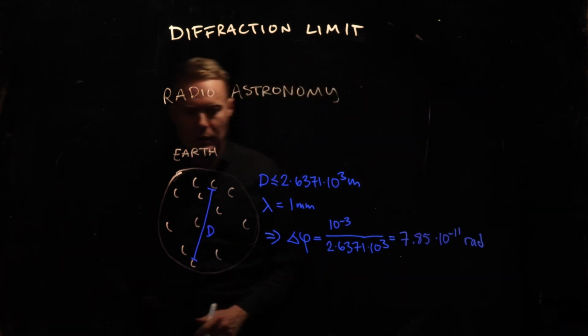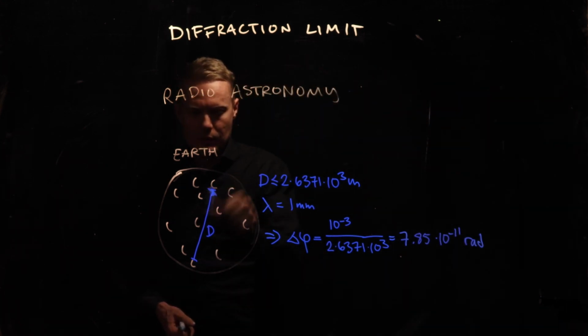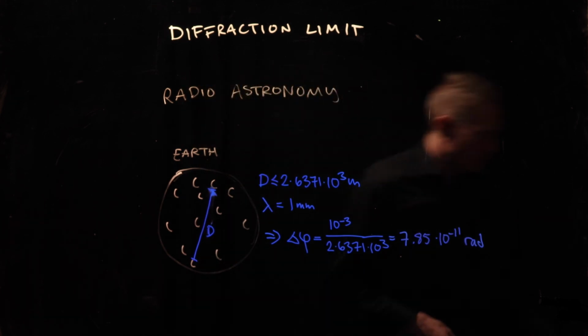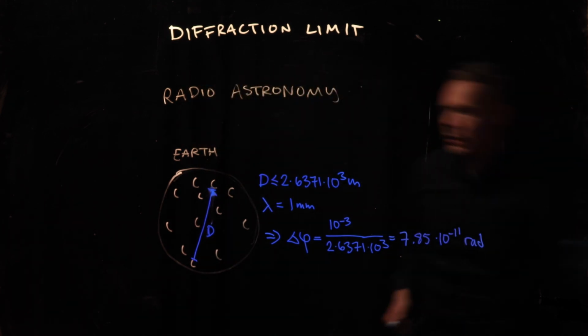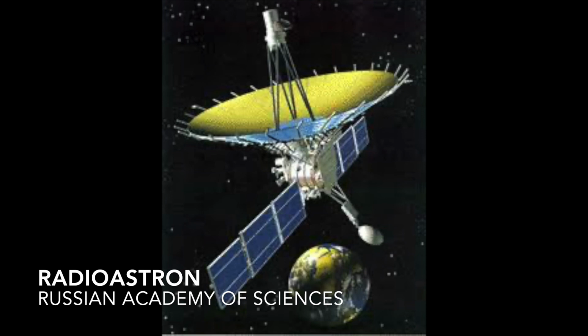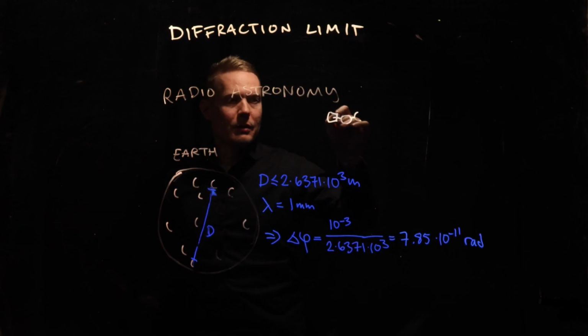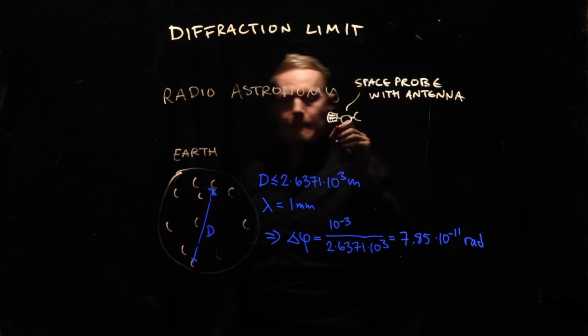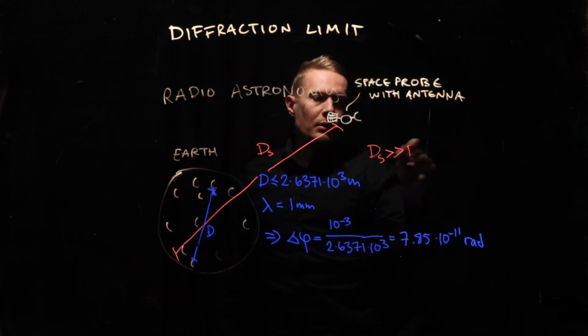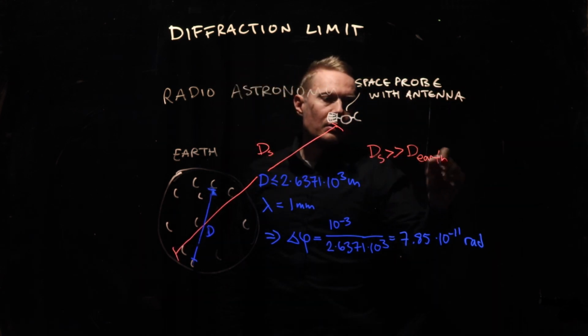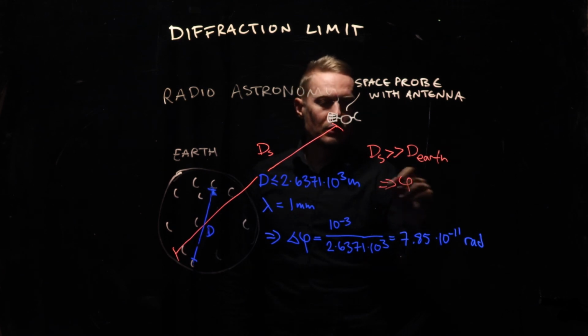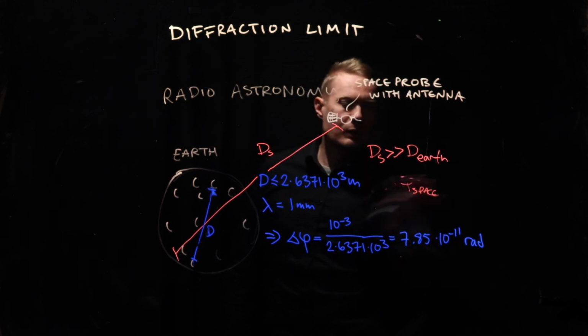Okay, so you may ask yourself, how can we do better? How can we increase the resolution of a radio telescope? Well, the obvious answer is to put a radio telescope into space. This way, the diameter of the aperture is determined by the distance between the spacecraft and the Earth. And therefore, the angular resolution of this type of a system is even better.